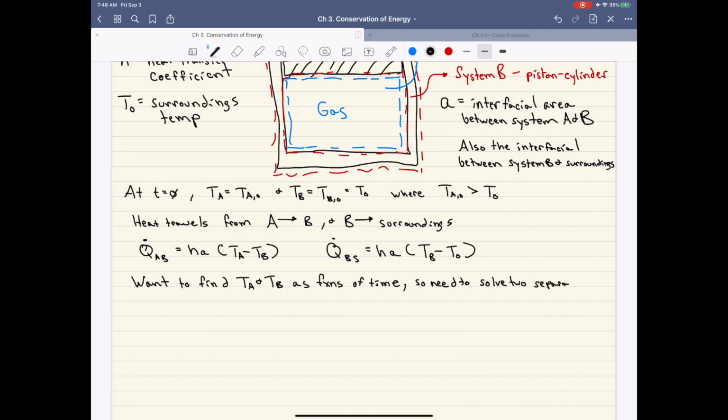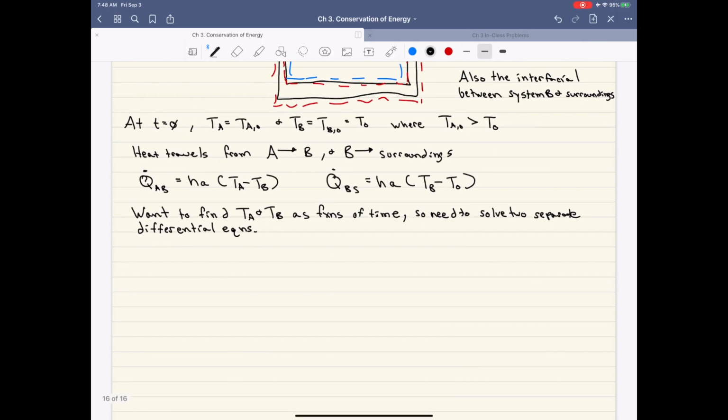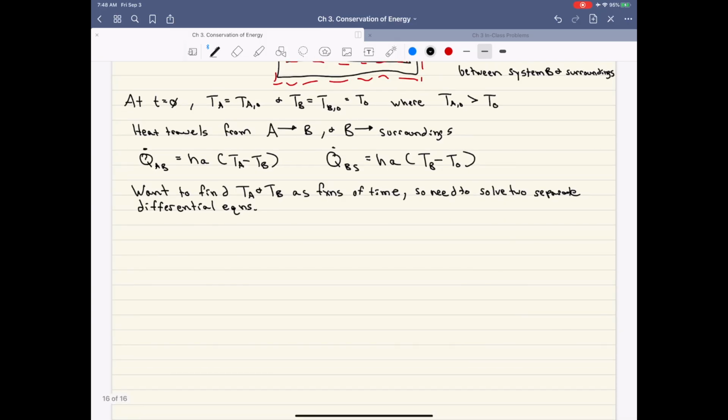Separate differential equations. Okay. Now, before we start applying our balances and trying to solve for these temperature equations, we need to apply some assumptions. Okay.